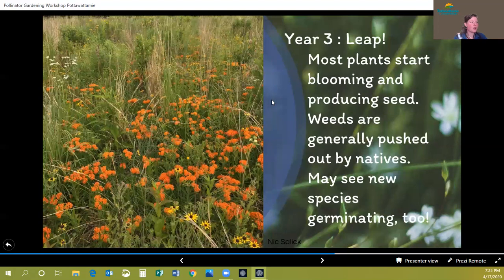In year 3, they leap. Most of the flowers you have will be blooming. Most of the weed pressure, if you've done a good job maintaining them throughout the couple of years, will have gone by now, because the natives will move in and fill in all the gaps, and they don't leave a lot of room for weeds. So you'll be seeing a nice, beautiful, large area of blooming plants, and a lot of our native seeds actually will not germinate the first few years. So you may even be seeing new species germinating later on that you didn't see before. So it's always kind of a fun adventure when you're doing these big seedings.